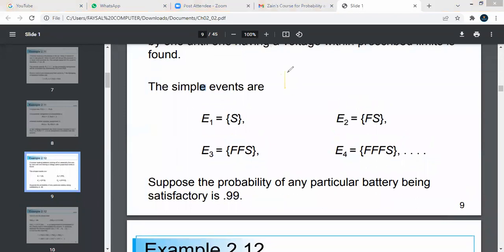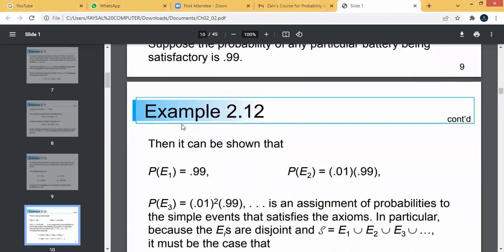So this will be my second probability. E2 equals F then S, which is 0.01 with the probability of satisfied, that is 0.99. Same in the case of E3: the probability of F, that is 0.01, multiplied by 0.01, so 0.01 squared, with the value of S, that is 0.99. For E4 it will be 0.01 cubed with the S value, 0.99. After this, by using a calculator, we can find the approximate values.